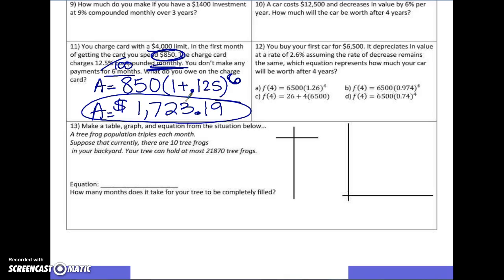Okay, your first car is $6,500, depreciates in value at a rate of 2.6%. Assuming the rate of decrease remains the same. So we do know that we have our money amount, the amount that the car is worth. 1, it's decreasing at a rate of 2.6%. So that as a decimal is 0.026. And we want it for 4 years. So we're going to match it up with the equation that goes with this.